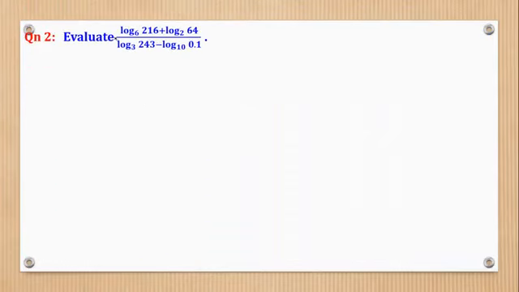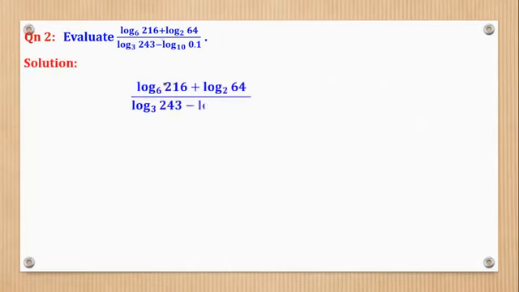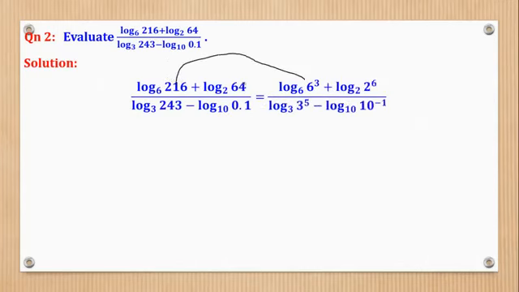So question 2 says evaluate this. So still you're going to use the rules. So I want you to be keen. First is to prime factorize. So this becomes this, this becomes this, and this becomes this.